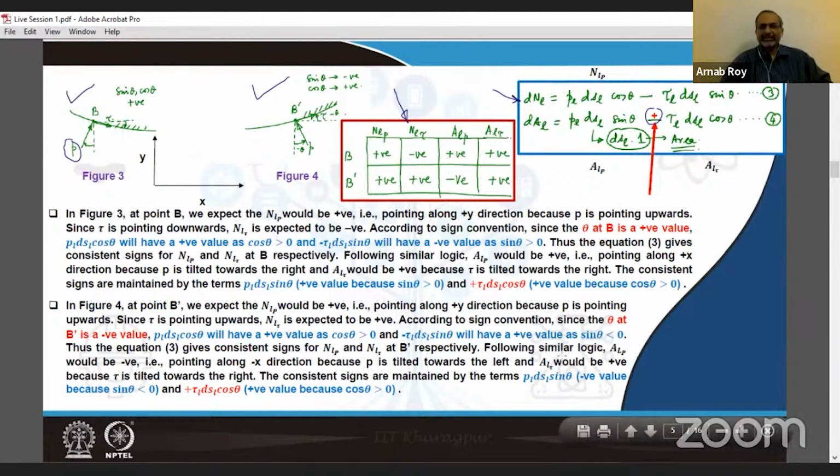Going over to the axial part, ALP would be negative because it's pointing along negative x direction because P is tilted towards the left, and AL tau would be positive because tau is tilted towards the right. And consistent signs are maintained by these terms where PL DSL sin theta has a negative value, sin theta being less than 0, while tau L DSL cos theta will have a positive value because cos theta is greater than 0. So again, please note the corrections here.